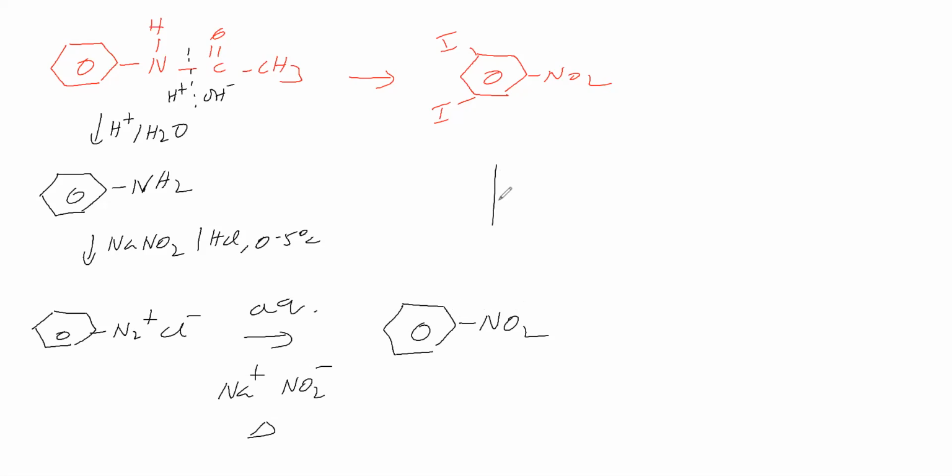Then this is taken for iodination. Iodine and Fe: here an electrophile is created. The electrophile is I plus. So the electrophile is attacking. It is an electron withdrawing group, therefore it is meta directing. So I plus is attacking at the meta position, and I plus is attacking this meta position. Therefore we got the final compound.